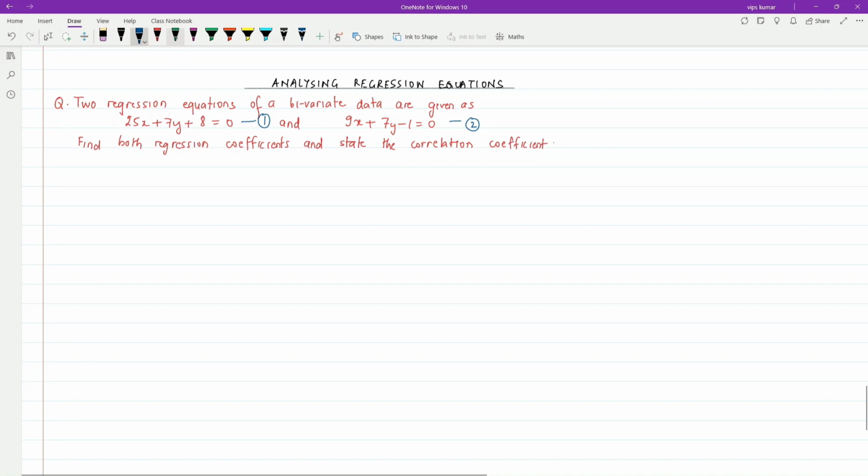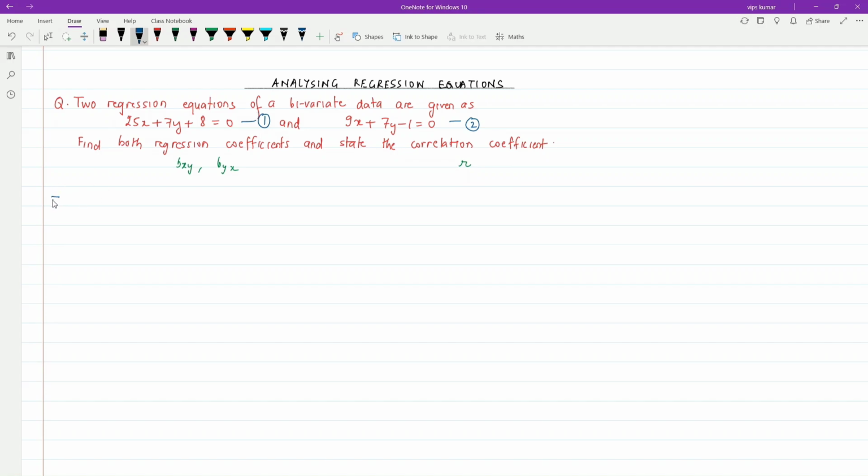So both the regression coefficients, that means we want to find Vxy and Vyx, and the correlation coefficient is R. To begin with, let me tell you the difference from the earlier problem in the last video which I have uploaded. In the earlier video, the regression equations were specific. So we were specified that equation number 1 is a regression equation of x on y, while the other one is of y on x.